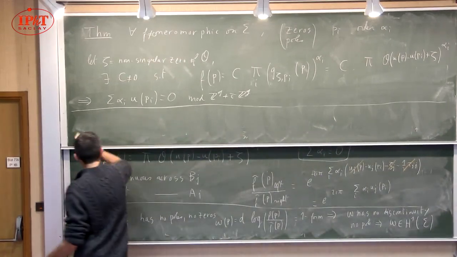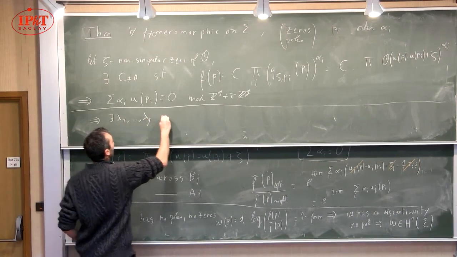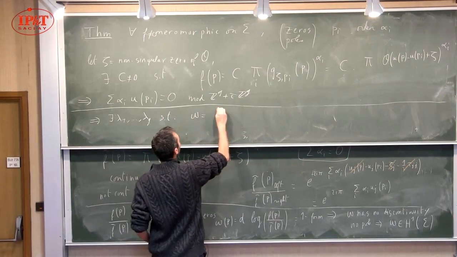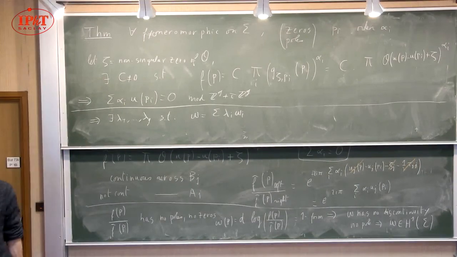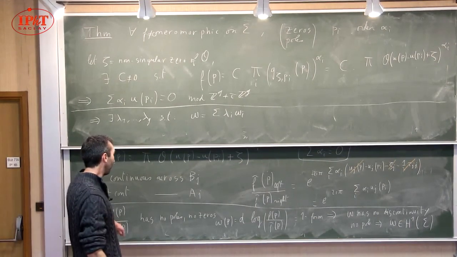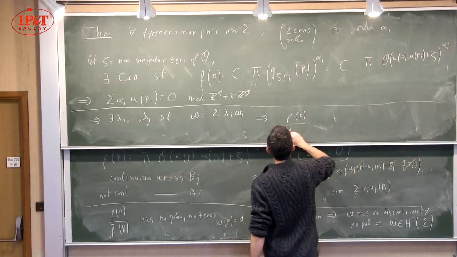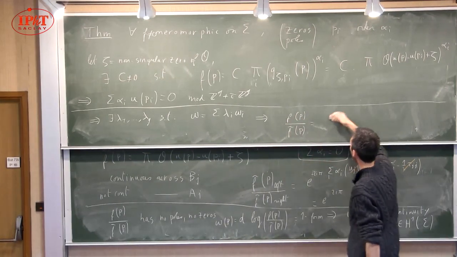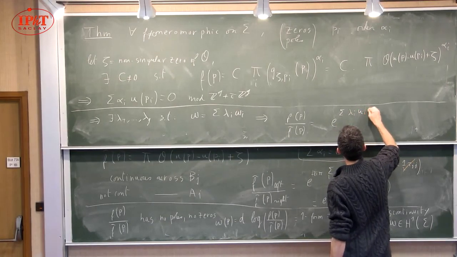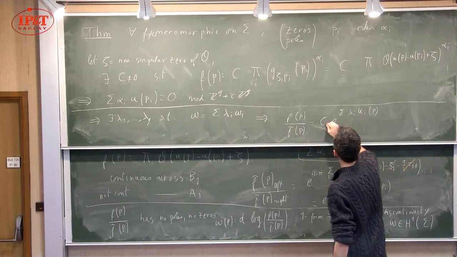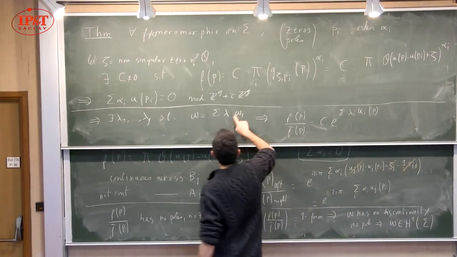Let me continue the proof here, which implies that there exist lambda 1, ..., lambda g, such that omega is sum of lambda I omega I. Which implies that now you integrate, you take the exponential, which implies that f of p over f tilde of p must be the exponential of sum of lambda I ui of p times a certain constant. Let me call that index k.